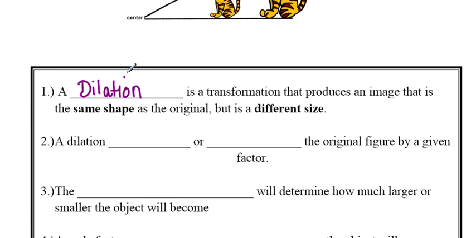What a dilation will do is it will either enlarge or it could possibly be that it may shrink the original figure using a given factor. And the scale factor is what determines how much larger or smaller our object becomes.